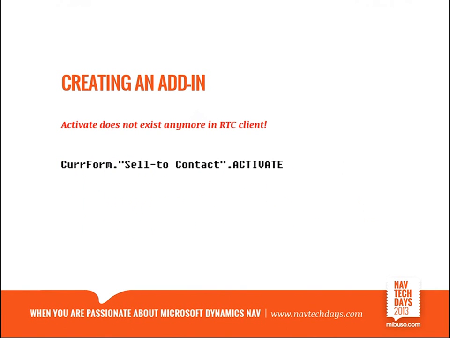Okay, so let's start with an example. I think most of you know that in the RTC client there's a problem when you need to set focus on a specific field. To achieve this in the old client, in the forms, it was very simple. You just write CurrForm.FieldName.ACTIVATE, and that's it, and your mouse instantly focuses on the field. I've seen some customers who had really interesting solutions based on this activate functionality, and after upgrading to the new version, 2013 with the RTC client, they had quite big problems, because they couldn't use the activate functionality. So what I will show you right now is a very simple add-in which allows you to use activate functionality in the RTC client, so to set focus on a field.